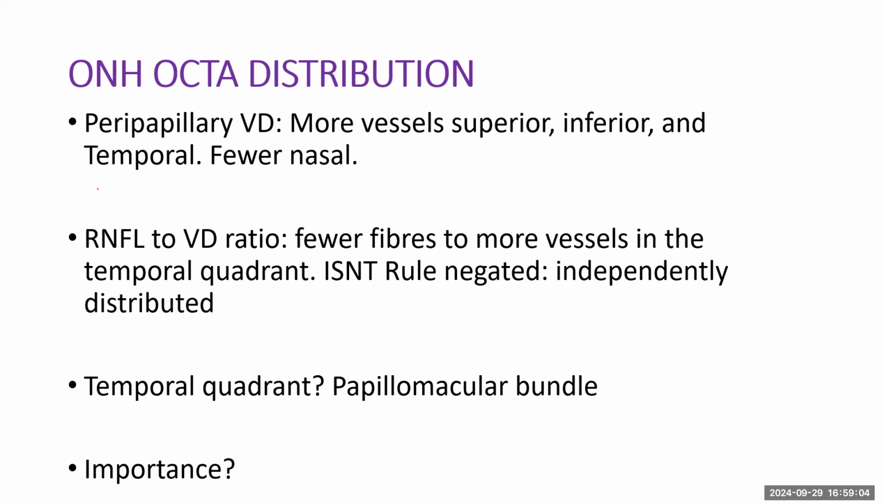and that in interpretation means that they do not obey the ISNT rule of retinal nerve fiber layer distribution. So in this instance, the temporal has as much as the inferior and superior. And the temporal, which serves the papillomacular bundle, it is easy to deduce that the papillomacular bundle has richer supply. And the next question will be, how is this important?